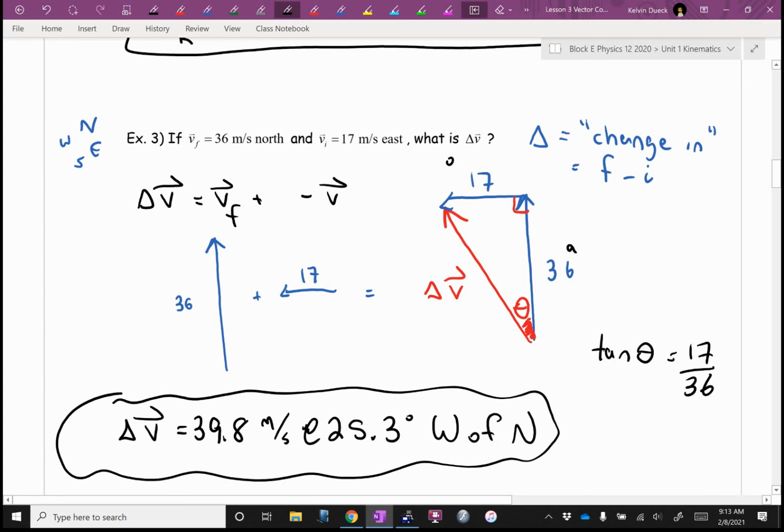Yep. That's a great question. Okay. How are we ending up west when nothing is going west? This is asking what the change in velocity was. Which way was it going originally? What's V initial? Magnitude and direction.